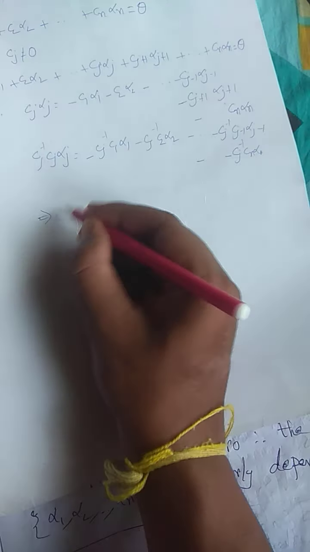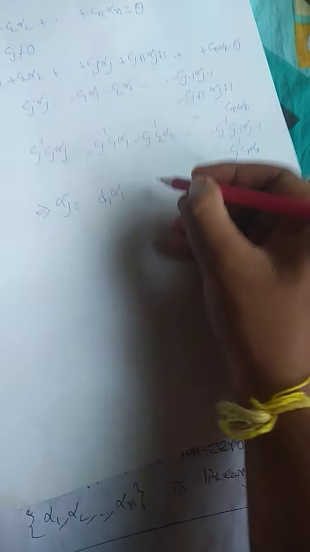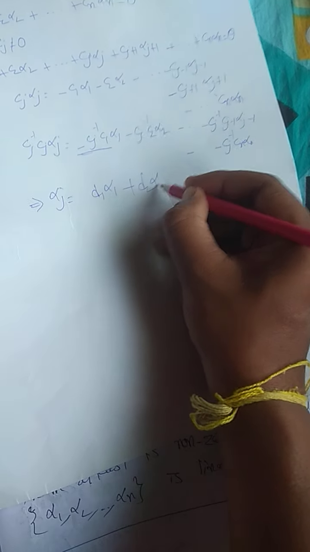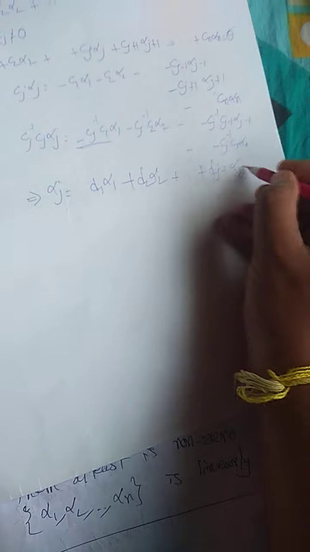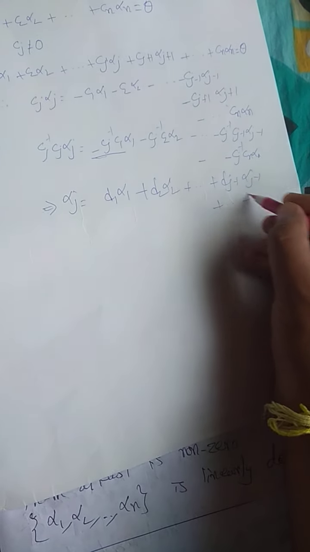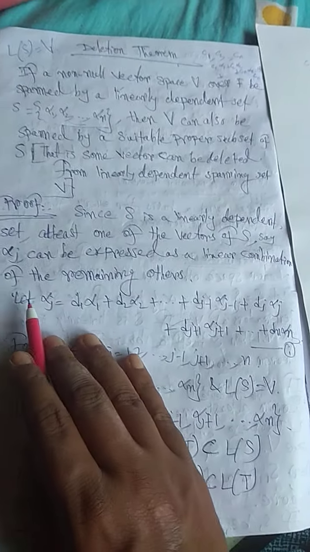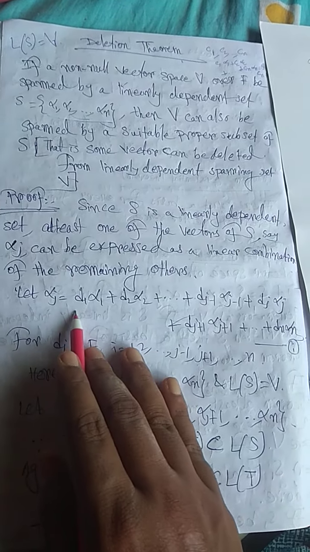So this becomes alpha j, and this we can consider as d1, let's say d1 alpha 1. This total minus part is d1. Then next is d2. In this way, we can write dj minus 1 alpha j minus 1 plus dot dot dot dn alpha n. Clear? So this is the explanation of this line. Since it is linearly dependent, we can express alpha j in this way.